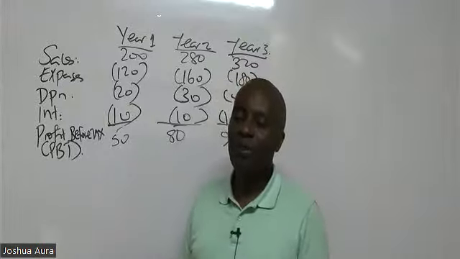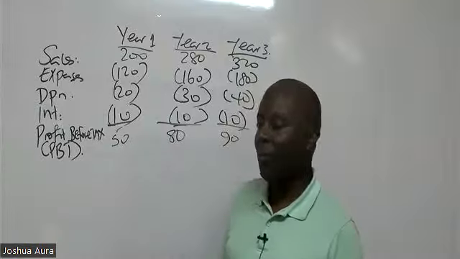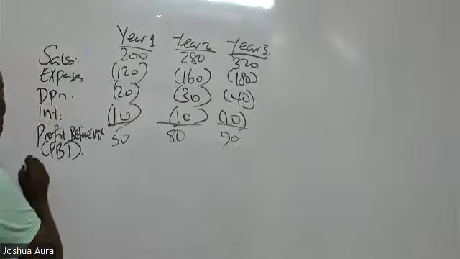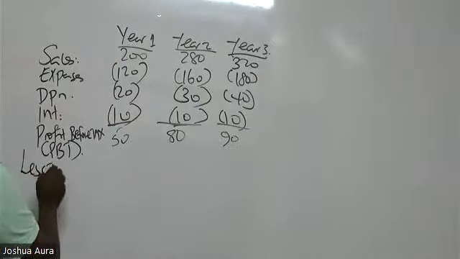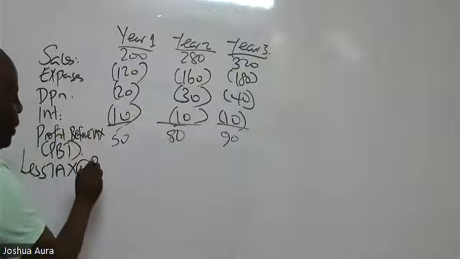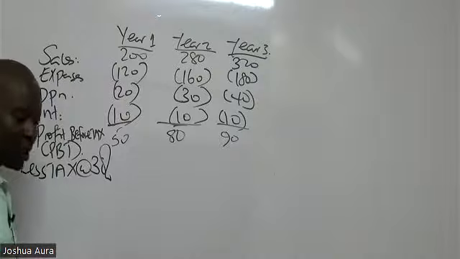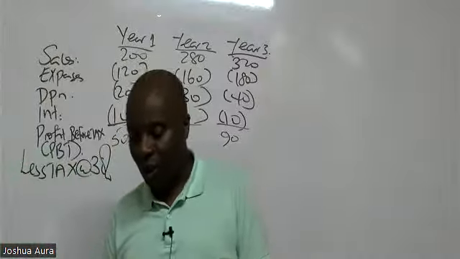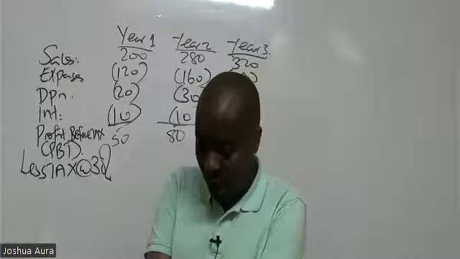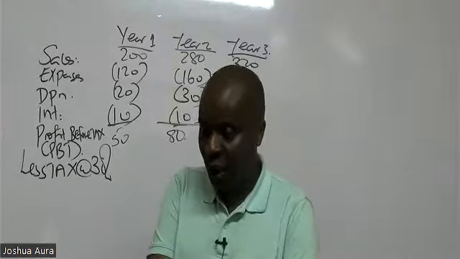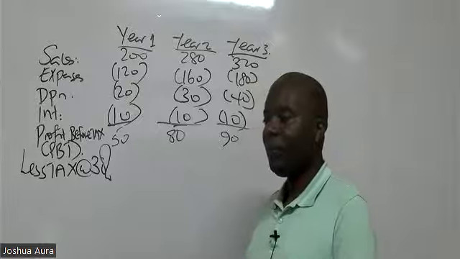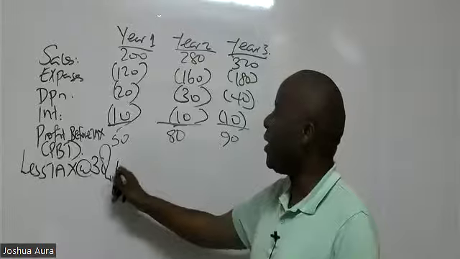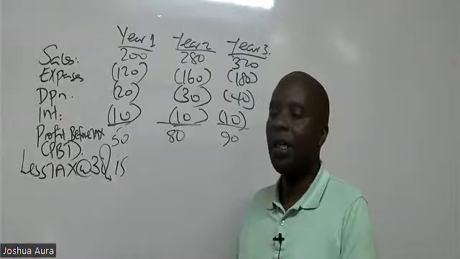So this is profit before tax. Once we get profit before tax, we go ahead and less tax. Have they given us the rate of tax? Oh, yes. They have told us tax is 30%. So could you kindly give me 30% of this figure? 30% of 50 gives me 15. 30% of 80.